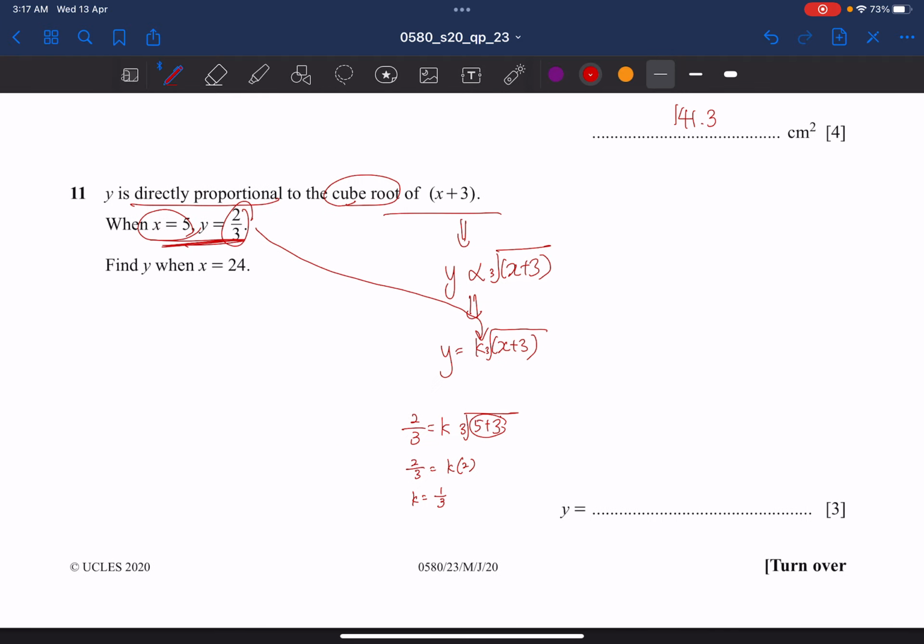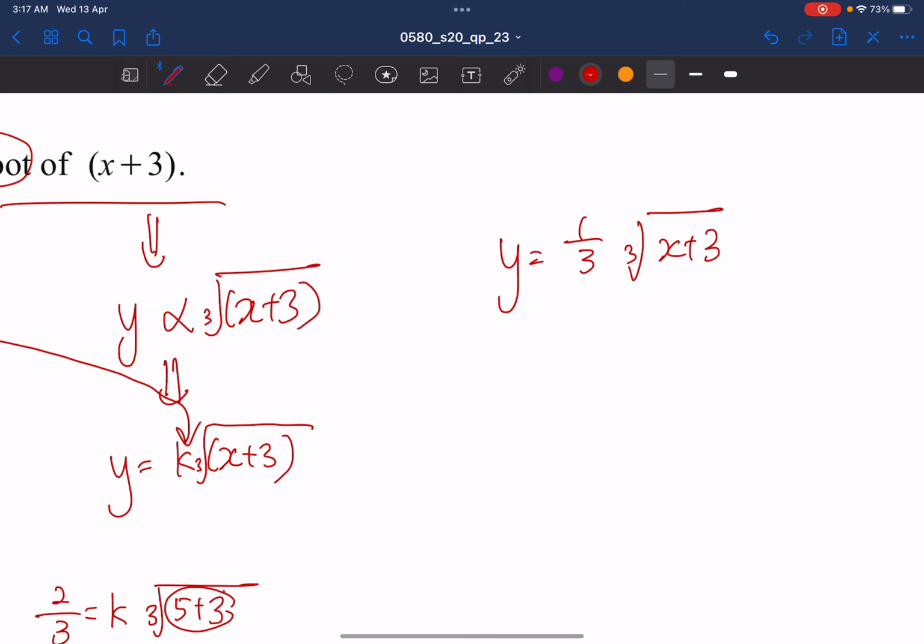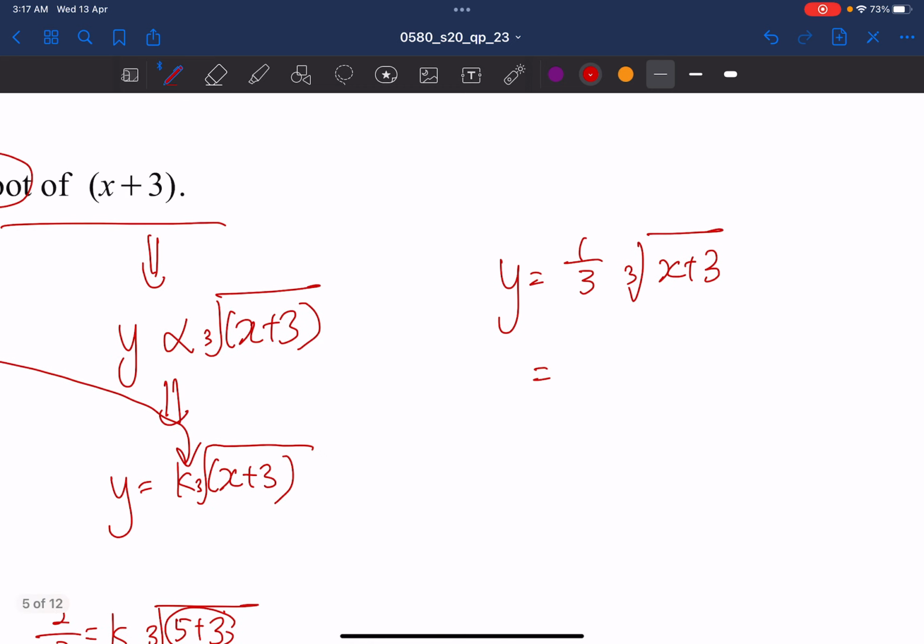So find y when x equals 24. y equals 1 over 3 times the cube root of x plus 3. So when x equals 24, we have y equals 1 over 3 times the cube root of 24 plus 3, which is 27. The cube root of 27 is 3. 3 times 1 over 3, that is 1.